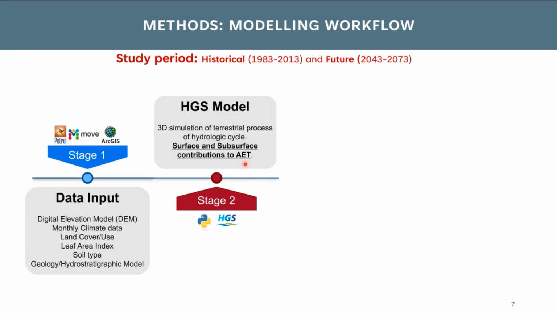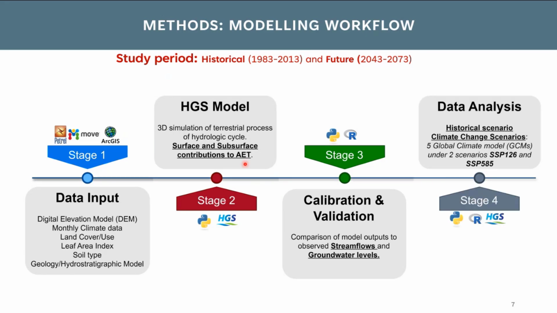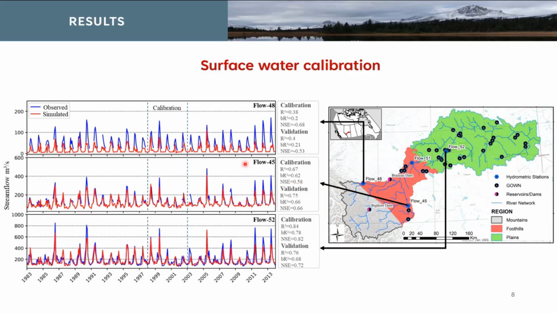And in the second one, we simulate the process related to the surface and subsurface water component of the actual evapotranspiration and more other hydrological process related with the in HydroGeoSphere. And the stage number 3, we perform the calibration and validation of the model using monthly stream flow data as well as monthly groundwater levels time series. And in stage number 4, we use the model prediction to analyze the actual evapotranspiration components and the sources and their historical and future climate change scenarios.